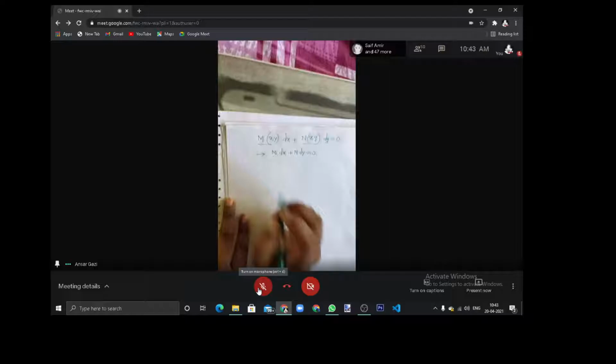So what is the necessary and sufficient condition? For example, I will give one example: y dx plus x dy equal to 0. Here it is M dx plus N dy, where M is y and N is x. So this can be written as d of (x, y) equal to 0.